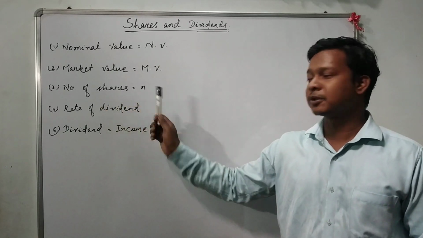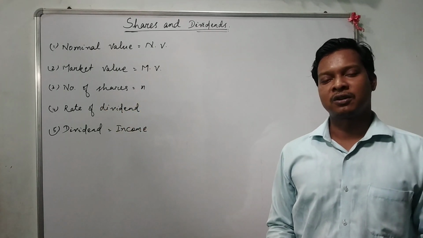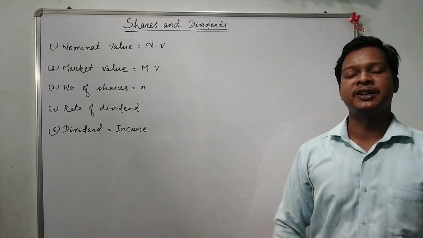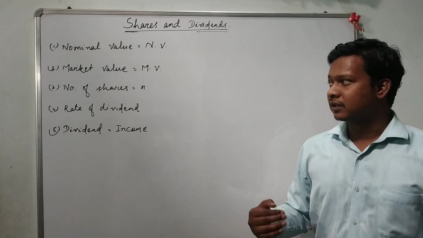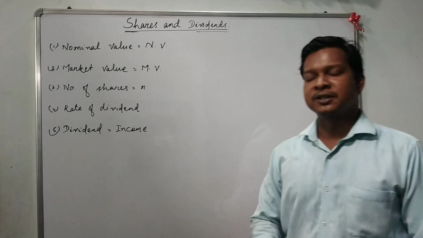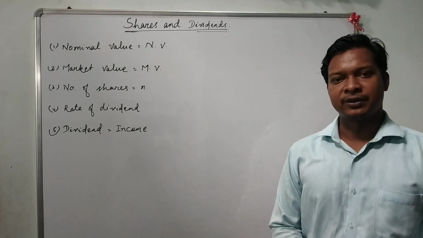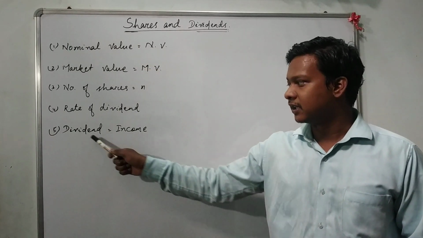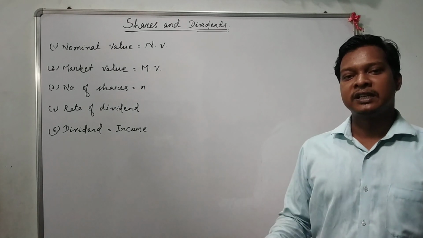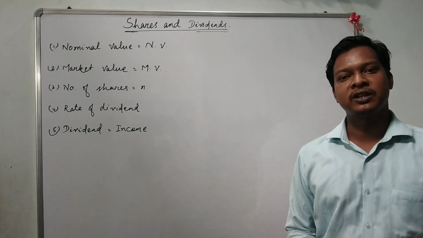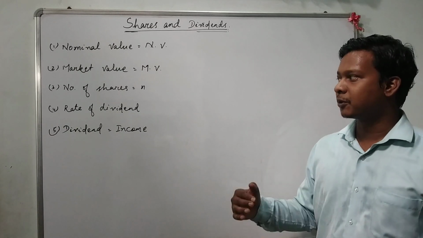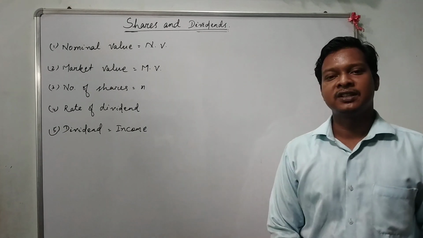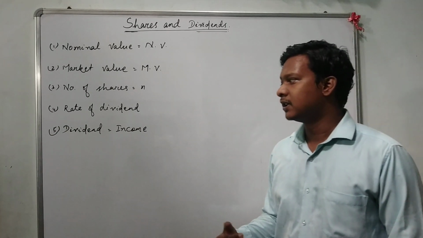Then number of shares is the shares bought or purchased by a shareholder of a company. Rate of dividend is the rate at which the shareholder will get profit on the number of shares he has been holding. Then dividend is the income or the profit made by the shareholder on the purchase of the total number of shares from the company.